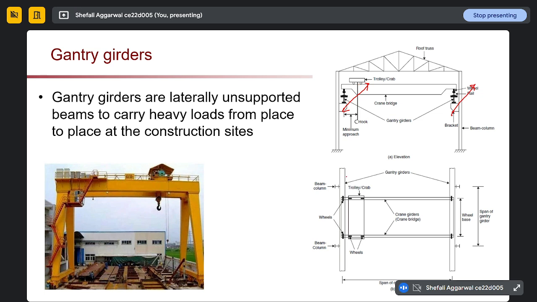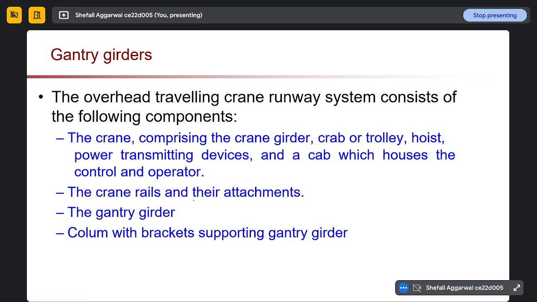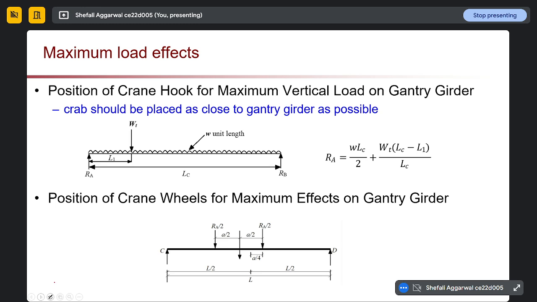So these two lines are our gantry girders, and then we have our crane over it and the trolley over the crane. This is the complete assembly of our gantry girder, and these are the different components: crane, then rails, gantry girder, and then the columns which are supporting the gantry girders. Okay. So this we have already studied last week. Just for the design purpose, we will go through it again.